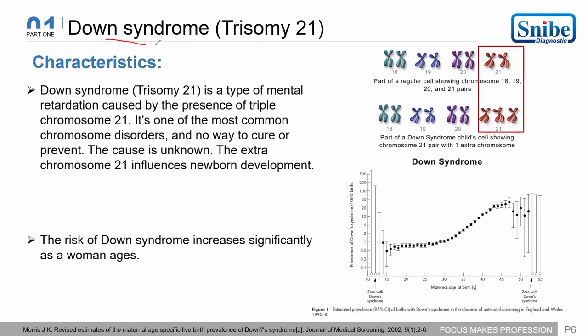If we talk about the specific characterization of Down syndrome, Down syndrome is basically trisomy 21. It's typically a mental retardation which is caused by the presence of one excess chromosome at chromosome number 21. The rest of the chromosomes are okay. There are regular chromosome pairs between 18, 19, 20, and 21. But in Down syndrome, there is one extra chromosome, which is the most common chromosomal disorder in the world and a more severe disease. And there is no way to cure or prevent it.